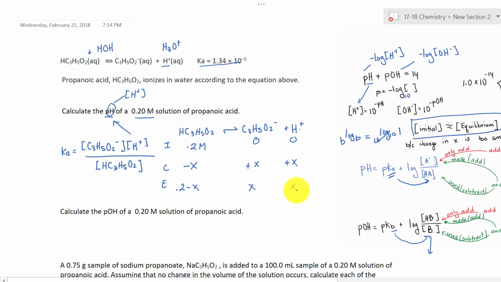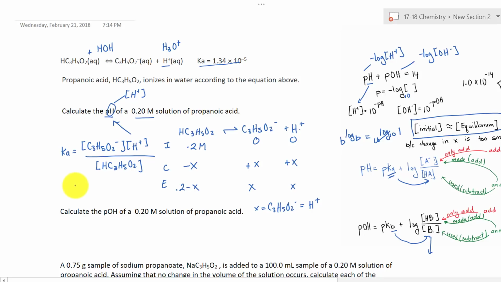And what does x really represent in this case? X is actually equal to C3H5O2 minus, or the concentration of H plus. So be careful. Sometimes they could ask you for a certain amount of information that is not really relative to pH. So be careful with that, okay?